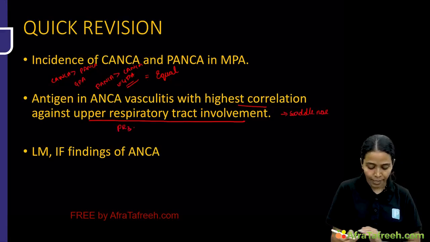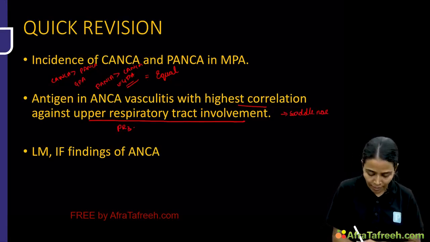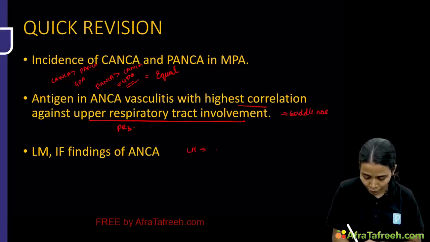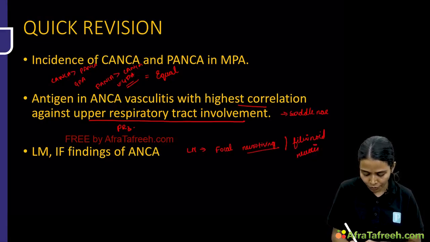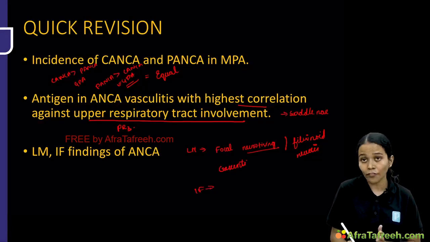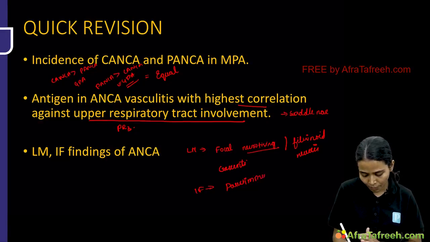Okay. LM and IF, light microscopy and immunofluorescence findings in ANCA. Light microscopy, you are going to have focal necrotizing or fibrinoid necrosis. Okay. And you are going to see crescents. And immunofluorescence, you might not find anything, so that is why it is called as pauci-immune. Okay.